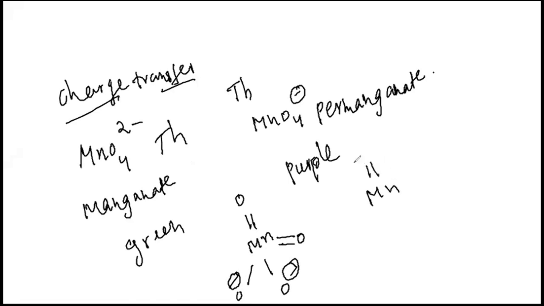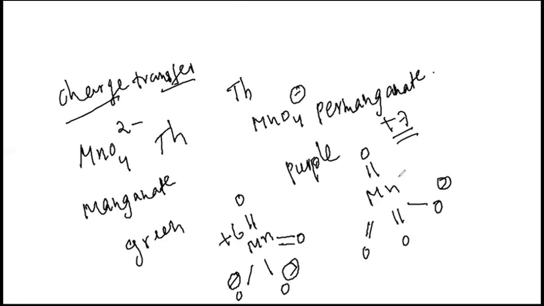MnO4 minus, we can take one double bond O, a second double bond O, a third double bond O, and a single bond O. Here the oxidation number is +7, that is why we can see 7 bonds, and in MnO4 2 minus the oxidation number is +6, that is why we can see 6 bonds. Correct. Now, what type of pi bonding can we see here?